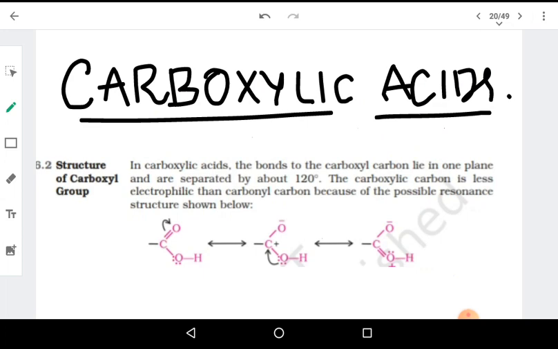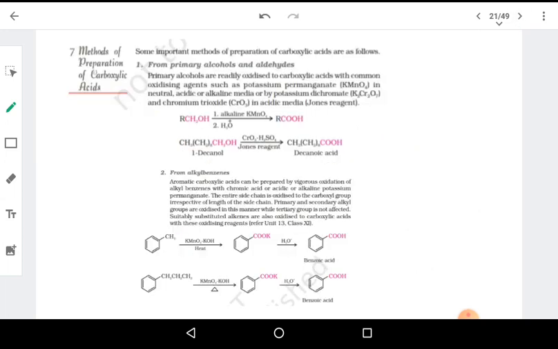Let us now move on to the methods of preparation. Methods of preparation. First one is from primary alcohols and aldehydes. So how can we prepare it from primary alcohols and aldehydes? From alcohols, I need to treat it with a strong oxidizing agent. Strong oxidizing agents include potassium permanganate, CrO3 in the presence of H2SO4, that is known as Jones reagent, or we can use potassium dichromate. These are the strong oxidizing agents. So we will be getting acids over there.